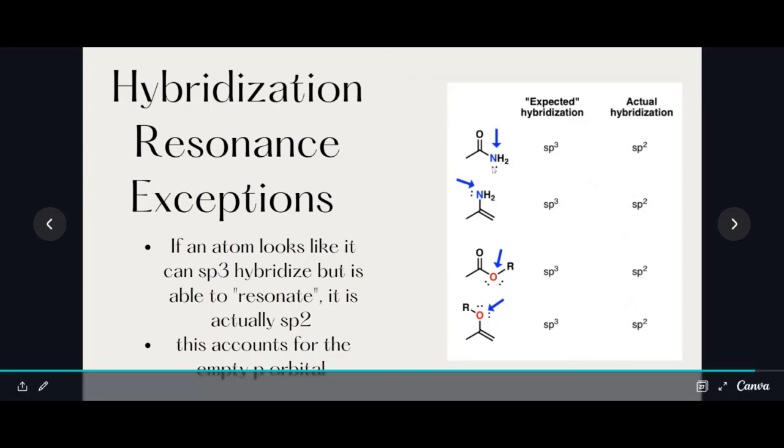So if you look at this right here, the lone pair on the N will actually resonate, and you can put a double bond on the N, and then have 3 electrons on the O if you draw the resonance structure.